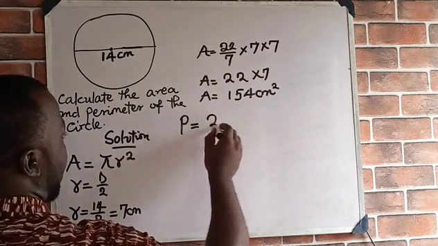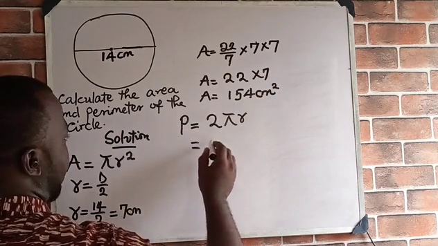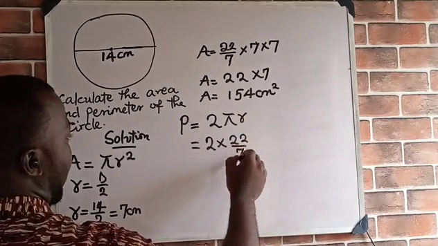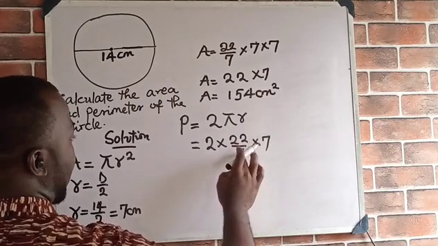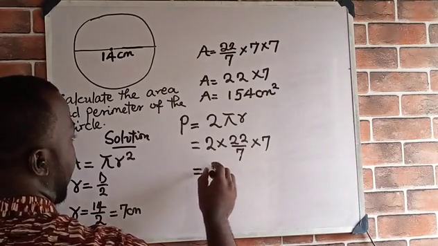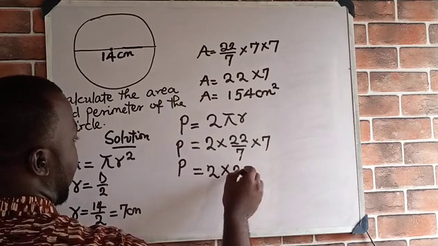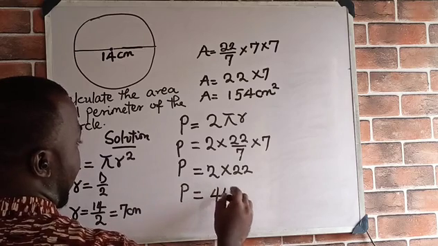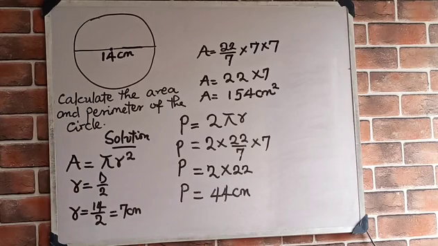Now the perimeter, which also is the circumference, is given by 2 pi r. That was 2 times 22 over 7 times my radius being 7. This cancels out this, leaving me with 2 times 22. And that will give me a value of 44 cm as the perimeter of the circle.